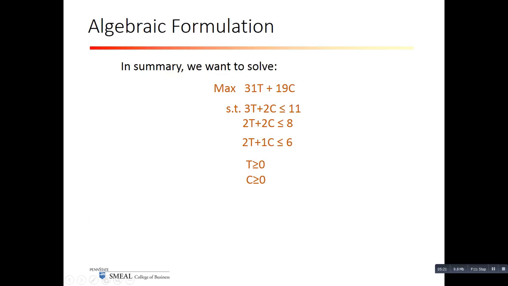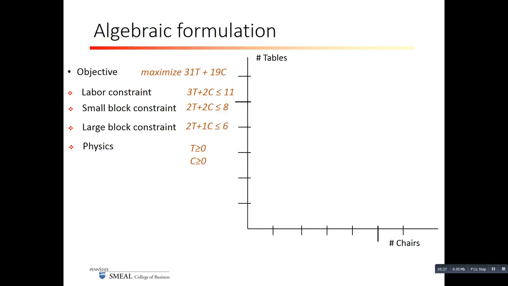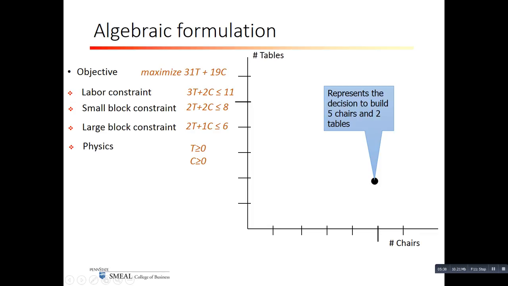So given this is our problem, how are we going to solve this? The idea is to plot the decision variables into a graph. On the x-axis, we have the number of chairs, and on the y-axis, we have the number of tables. Each point on this graph represents a possible solution. For example, in this case, it represents 5 chairs and 2 tables. That means you can produce 5 chairs and 2 tables.